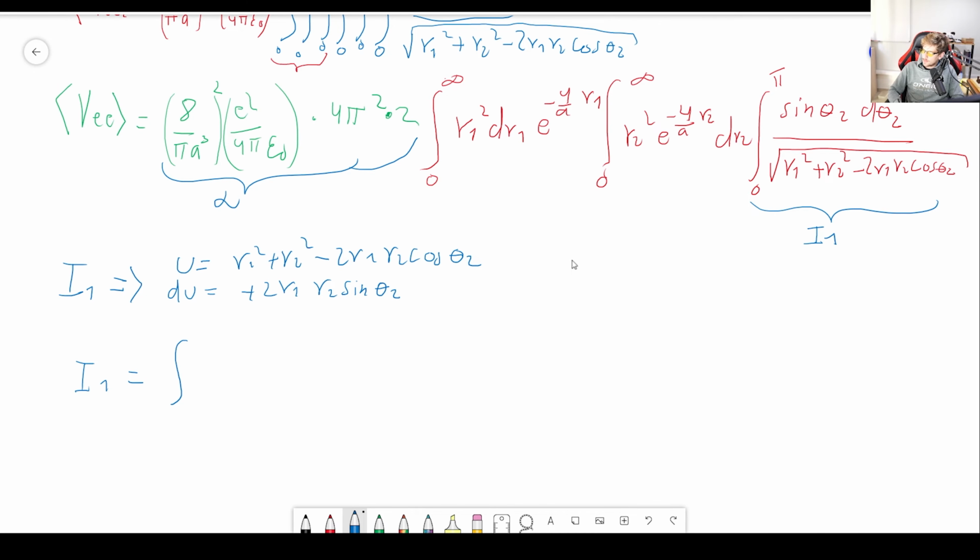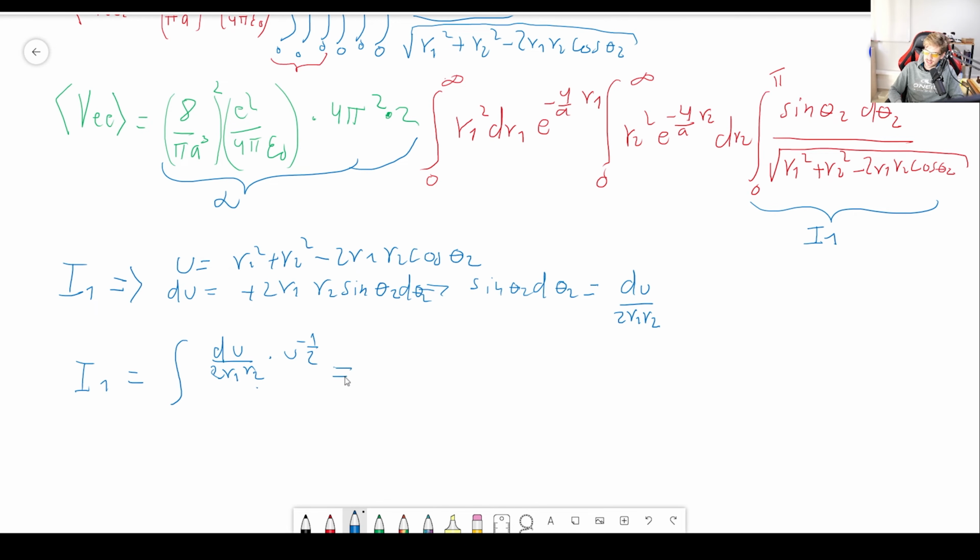So up here, we have sine theta 2 d theta 2. From this part, we can see that sine theta 2 d theta 2 is simply du over 2 r1 r2. So let's write it down. So we get du over 2 r1 r2. And all of this is now divided by u to the 1/2. So basically we can write this as this times u to the minus 1/2.